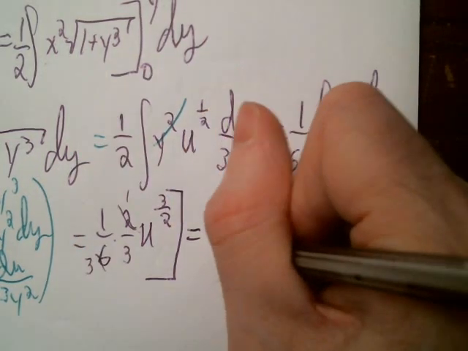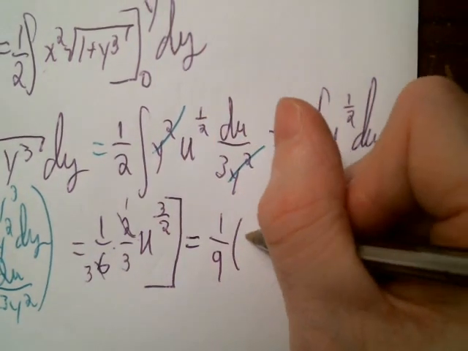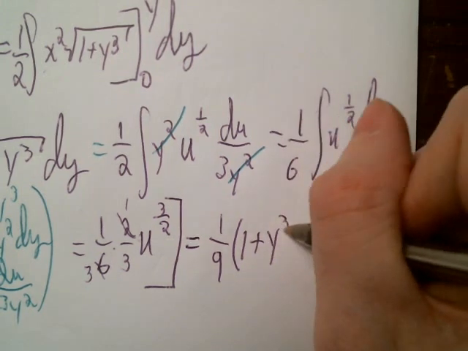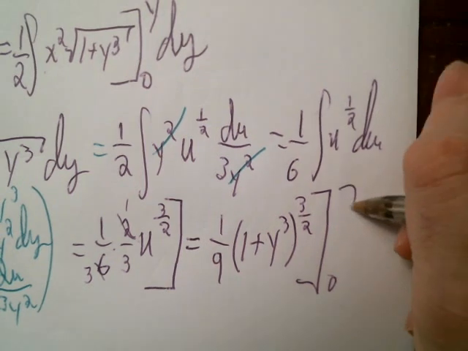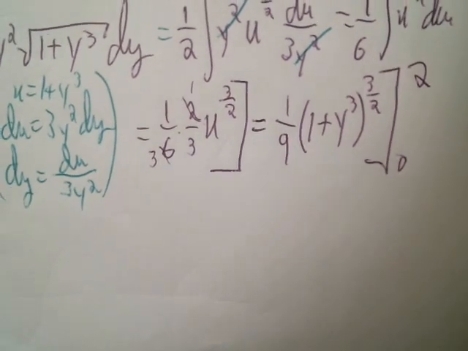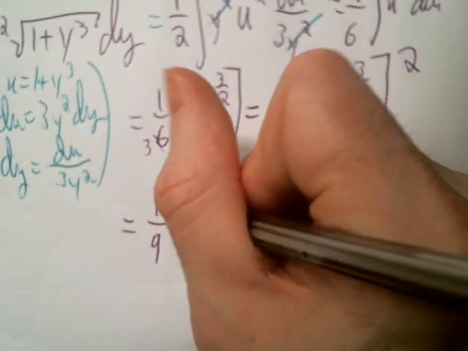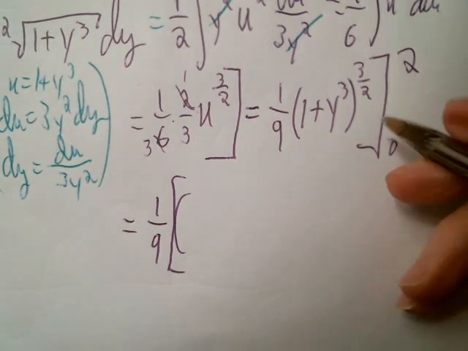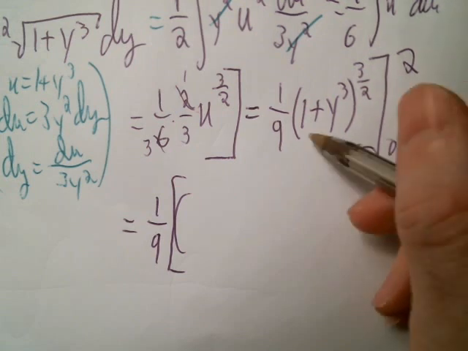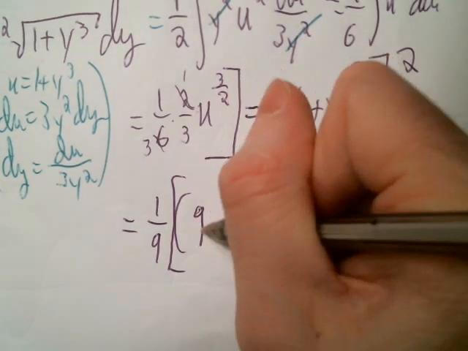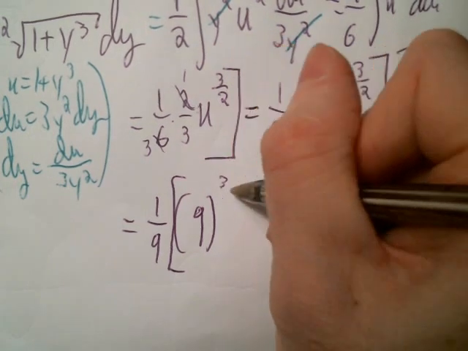So I get 1/9 times u, which is (1 plus y cubed) to the 3/2 power. I need to evaluate that from 0 to 2. So I'll have 1/9 times the difference, right? So 1 plus 2 cubed. 2 cubed is 8. 8 plus 1 is 9. So I have 9 to the 3/2.